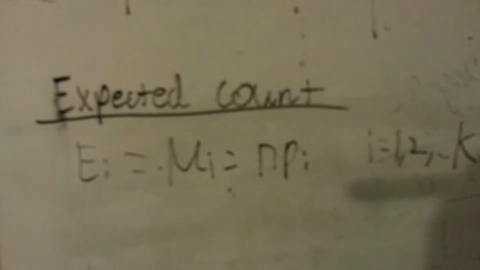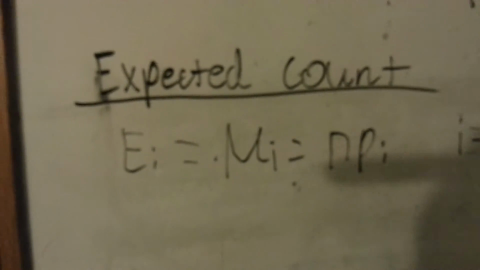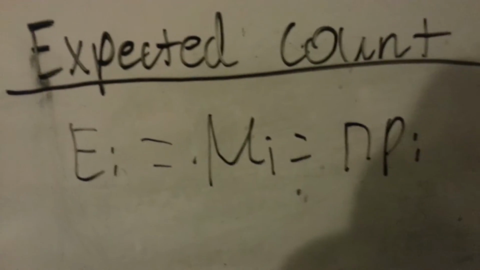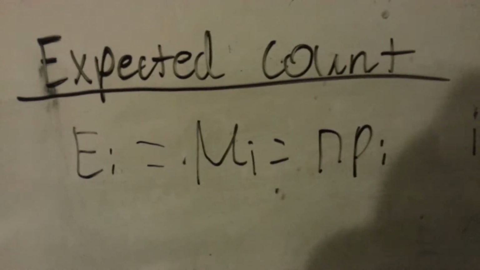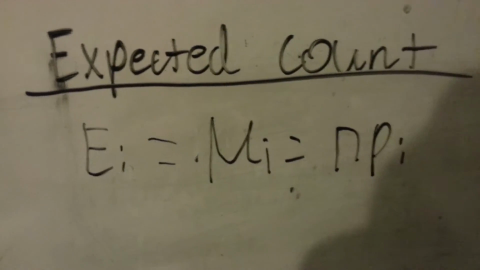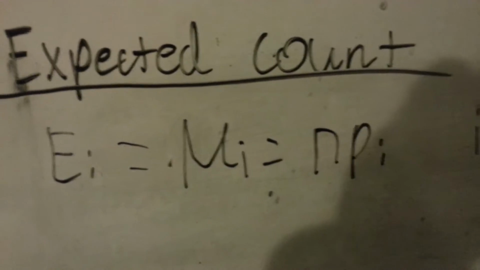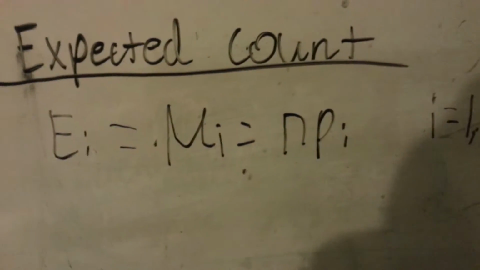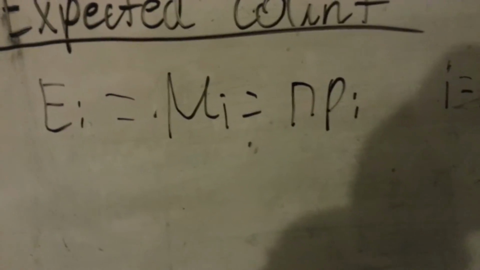Before we go any further, we have to learn about the expected count. The i just shows a symbol of the category, the number of the category, and the expected count will be basically n times p, which is the number of independent trials times the probability.